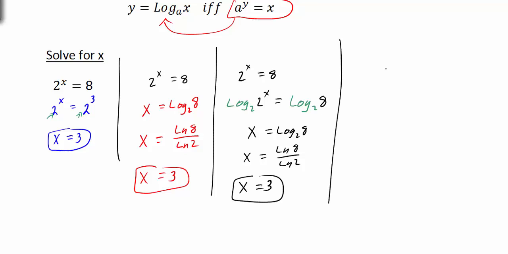All right, one last technique, and hopefully I'm not making this too confusing, but I want you to be able to choose the one that works for you. 2 to the x equals 8. One other technique is, where here we use log base 2, we could certainly just take the natural log of both sides of the equation.